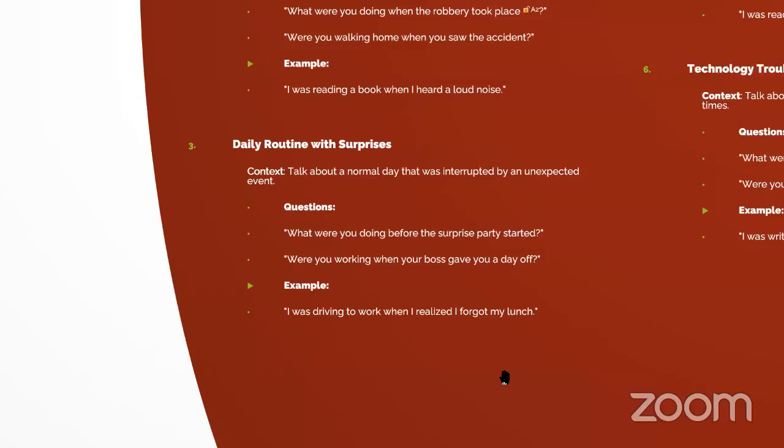Daily routine with surprises context. What is the plural of surprise? Surprises. Exactly. Complete. Daily routine with surprises context. Talking about a normal day. One more time. Talk about a normal day.